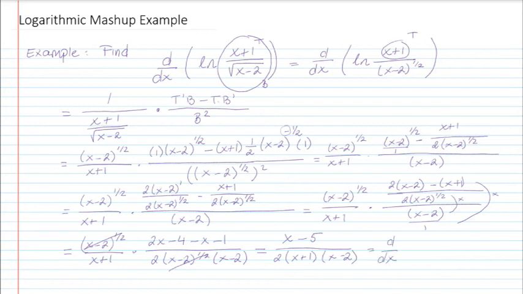Derivative with respect to x of ln of (x plus 1) over the square root of x minus 2 is equal to (x minus 5) divided by 2 times (x plus 1) times (x minus 2). Now, let me just make a note. This is only true on the domain of the original function, because the domain of (x minus 5) over 2 times (x plus 1) times (x minus 2) is much bigger than the domain of the original function.